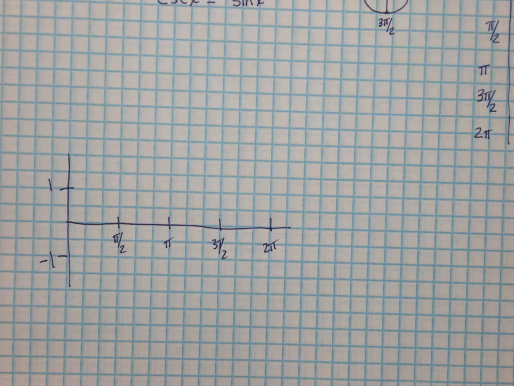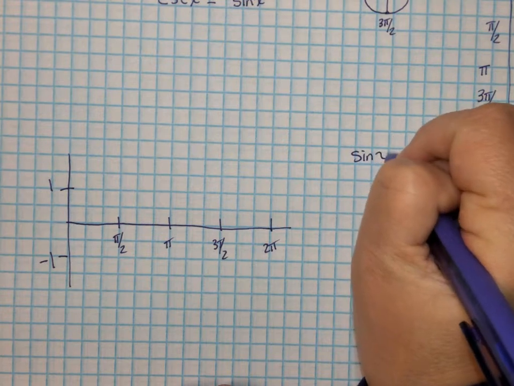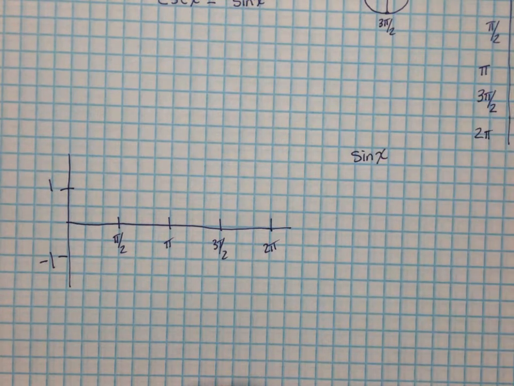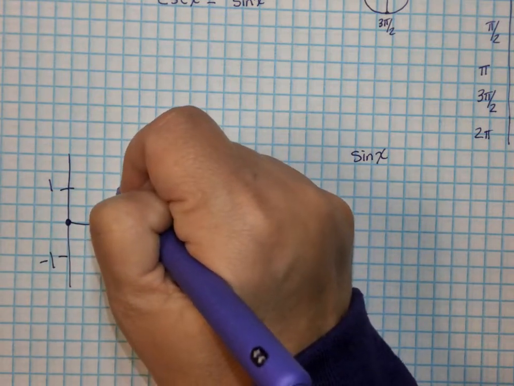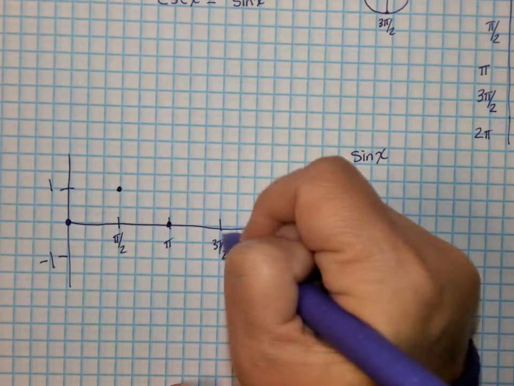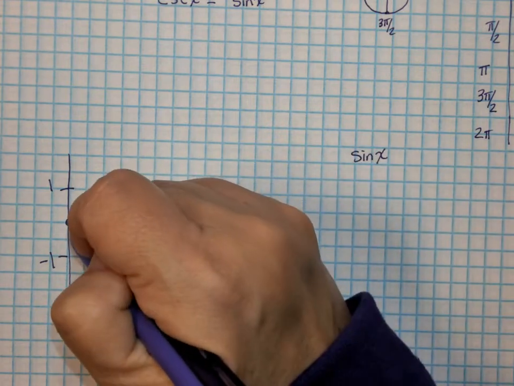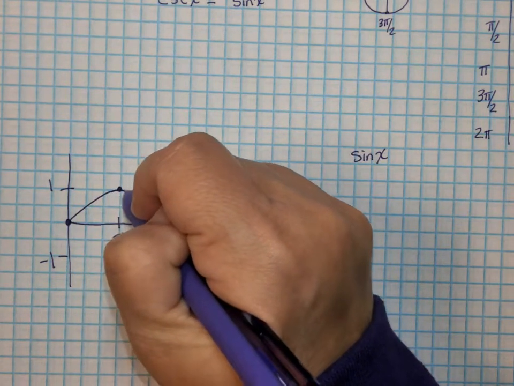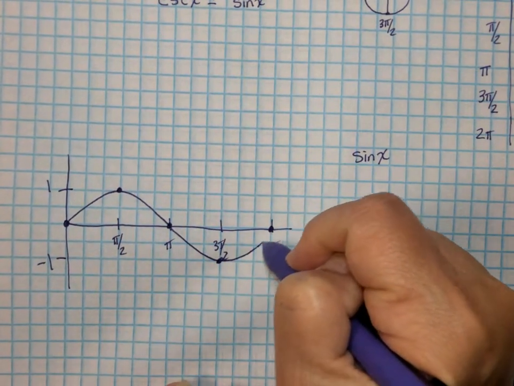And so the first thing that I'm going to do is I'm going to come in here and graph sine of x. So sine of x goes through 0, 0, pi over 2 we're at 1, at pi we're at 0, at 3 pi over 2 we're at negative 1, and at 2 pi we're back at 0. Sine of x makes a hill, then a valley.